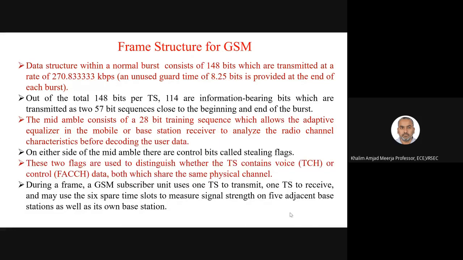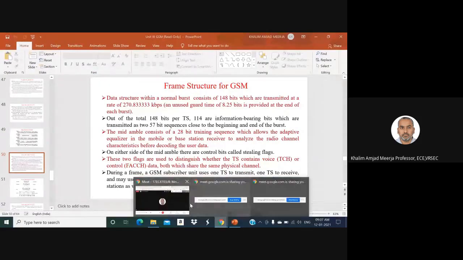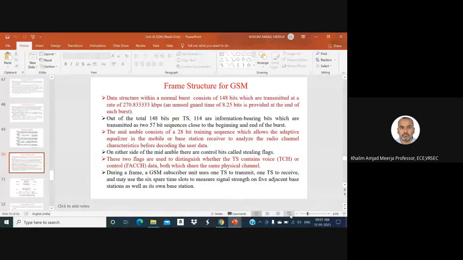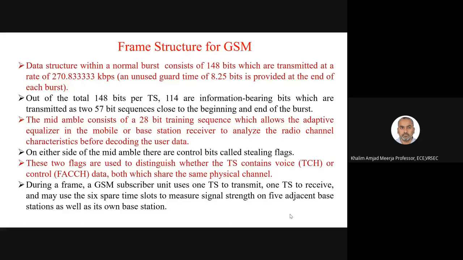So the midamble consists of a 28-bit training sequence, which allows the adaptive equalizer in the mobile or base station receiver to analyze the radio channel characteristics before decoding of the user data. So these 28 training bits are used for equalization, to compensate for the channel effects, so that the receiver is tuned to the channel state, and based on the channel state information, it will recover the bit sequence.